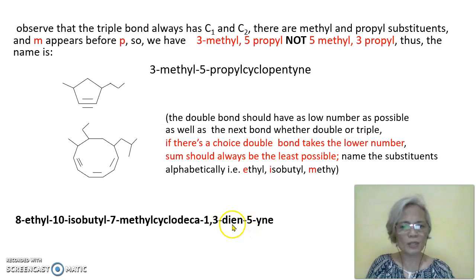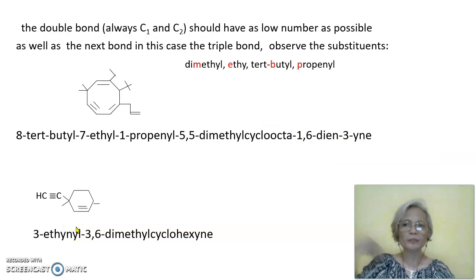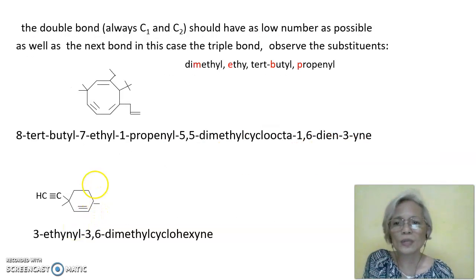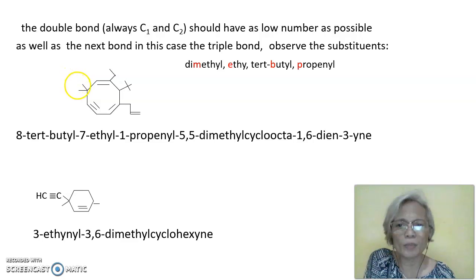The double bonds are at carbons 1 and 3, and the triple bond at carbon number 5. It is cyclo because this is a cycloalkyne. And then just locate the substituents. Alright, so here we have another example of the existence of a triple bond and double bonds. I cannot see the cursor again. But we start numbering from the double bond nearer the triple bond. So that is carbon number 1.